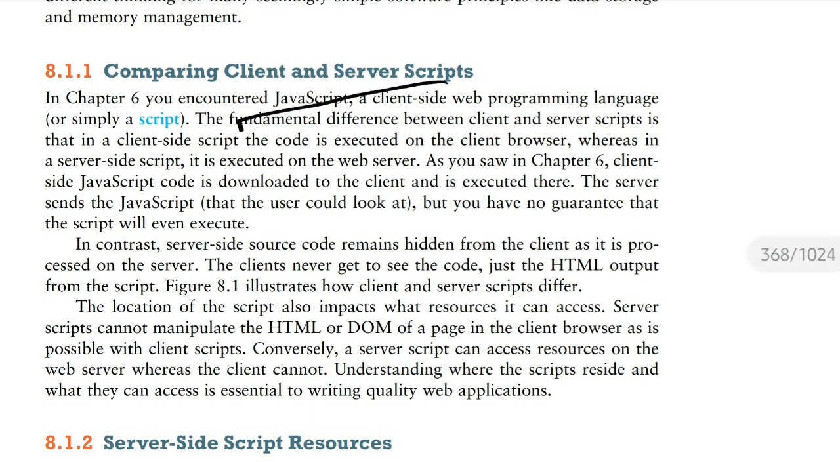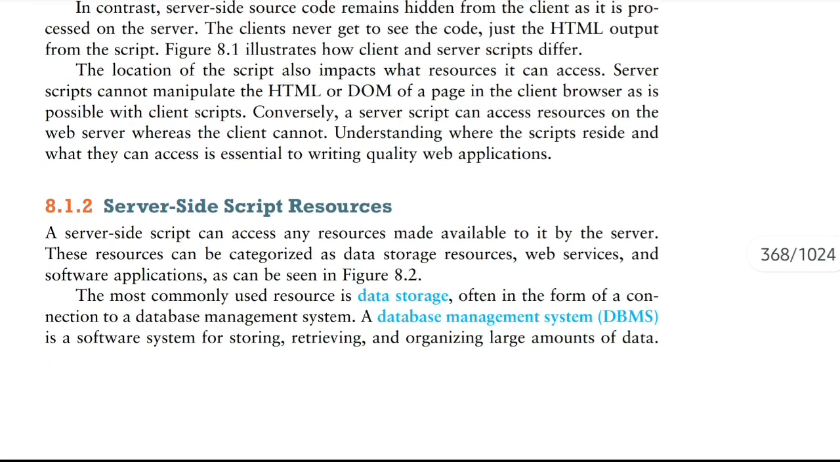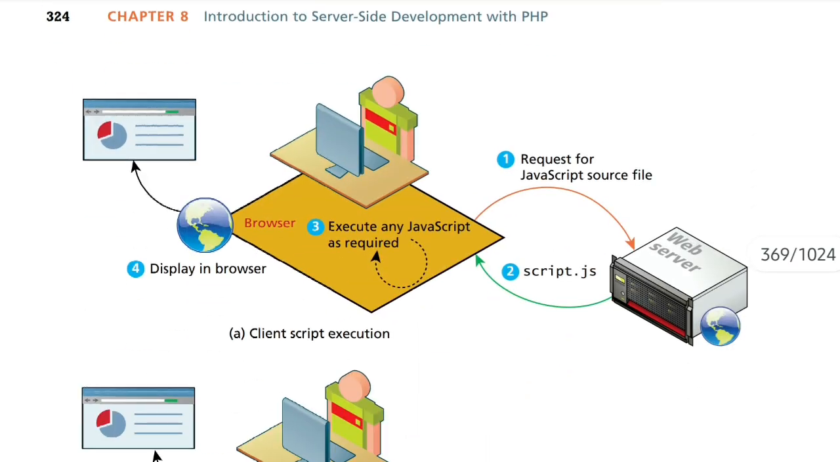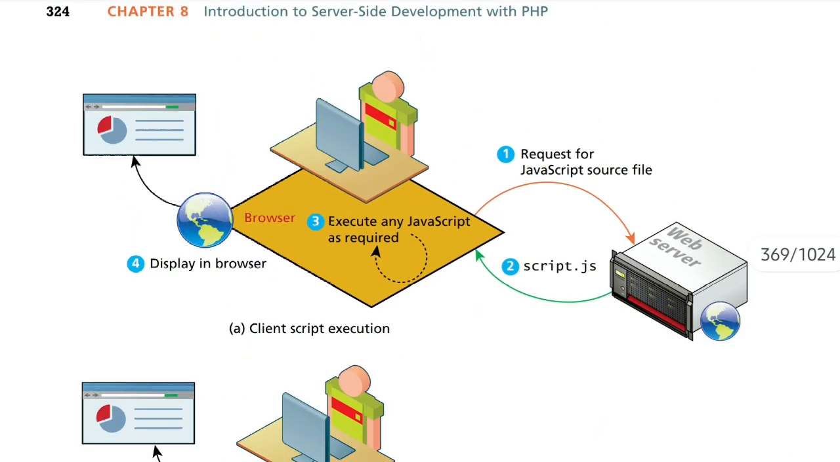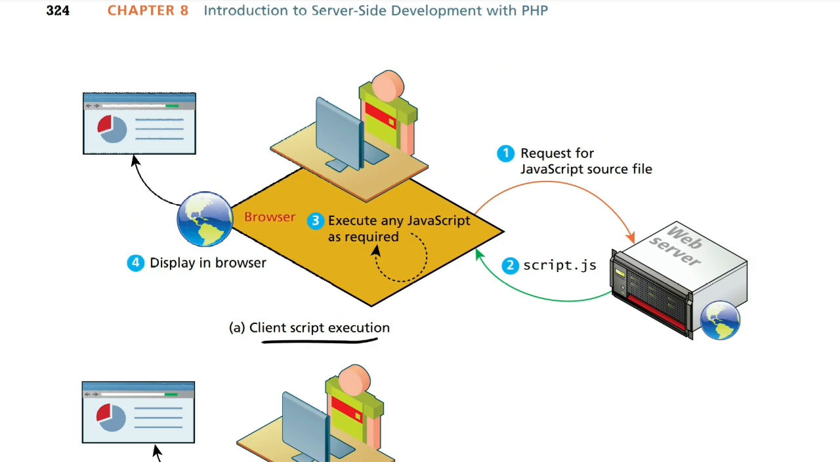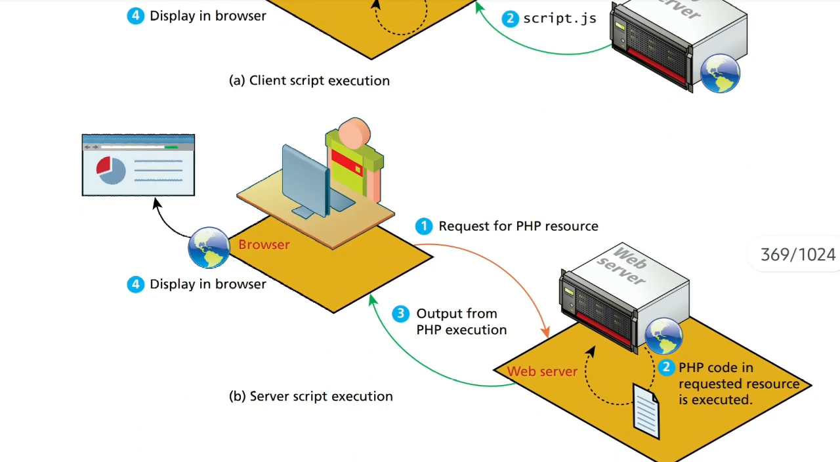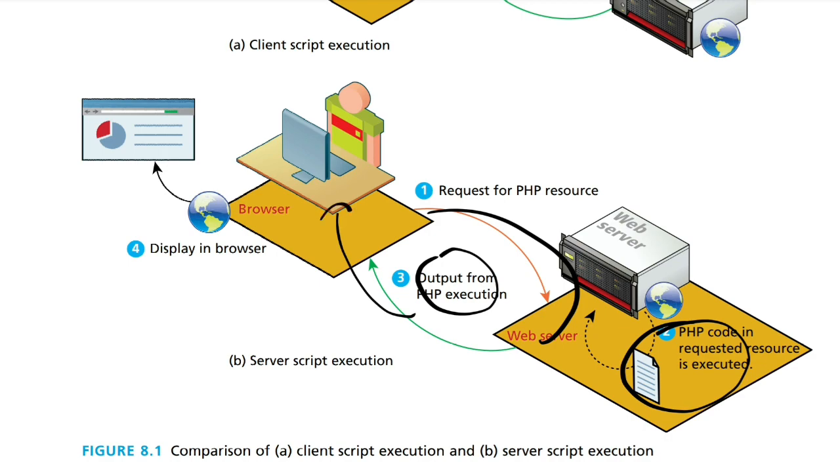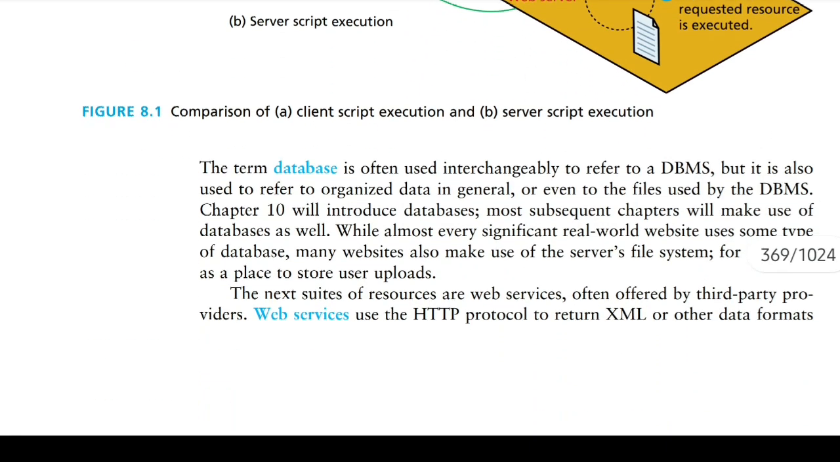That's what is mentioned here. You can go through it and you'll get some points. Server side script resources. So yeah, this is what I was talking about. Client side execution means the script will be sent here and executed here, then the output will be displayed. Whereas in server side, you'll be getting the output from the PHP execution. The execution will happen on the server side, only the output will be sent and that will be displayed here. Okay, no execution will happen on the client side. That's the main difference.